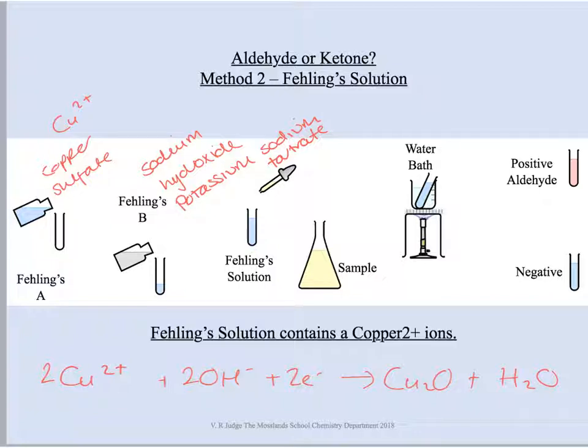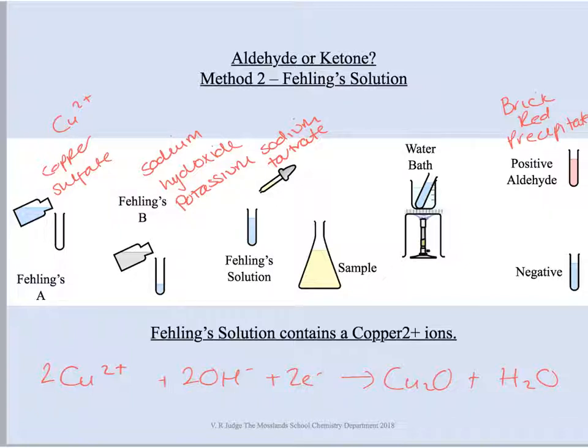So you take your Fehling solution, which you've just made up by mixing Fehling solution A and Fehling solution B, and you add to it some of your sample, which is an aldehyde or a ketone. Again, you leave it in a water bath. An electric water bath, again, would be preferable. And after a while, you go back a few minutes and you will see that if you have an aldehyde, you would get a positive result, which is this brick red precipitate. So that is the copper oxide coming out.